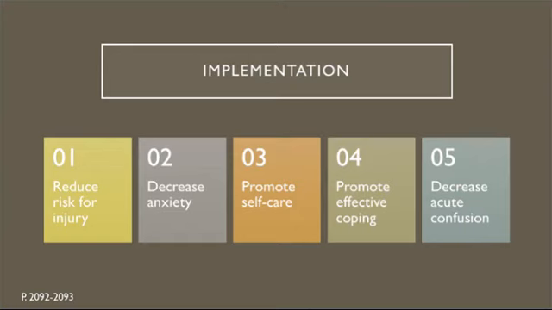Implementation. Multiple things on your implementation. Reducing the risk for injury, on 2092. Identify risk factors for injuries. The home environment may include fixing stairs, installing lights, moving weapons.